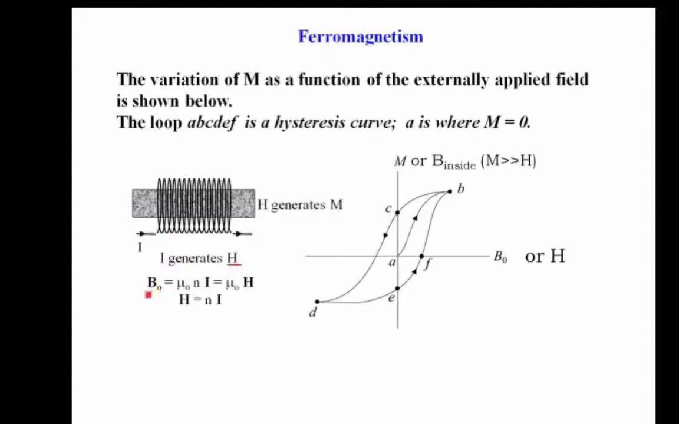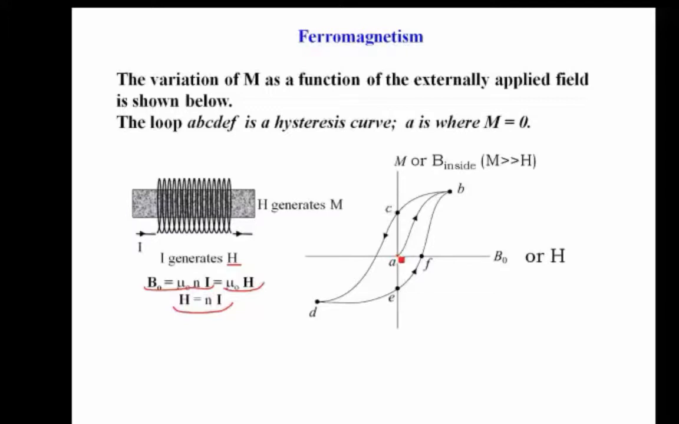What is H? Well, remember B0 is related to the current with this equation here. N is the number of turns per unit length. Remember B0 is also equal to mu0 H. So divide both of these equations by mu0, you get the equation for H. It doesn't have mu0 in it, it's just the number of turns per unit length times I. So this is what the hysteresis curve looks like.